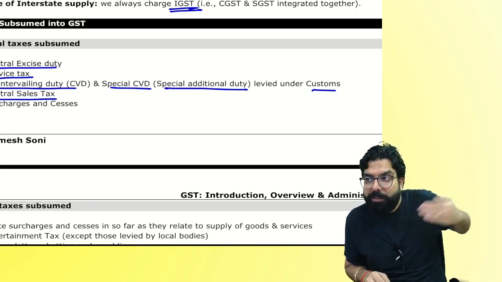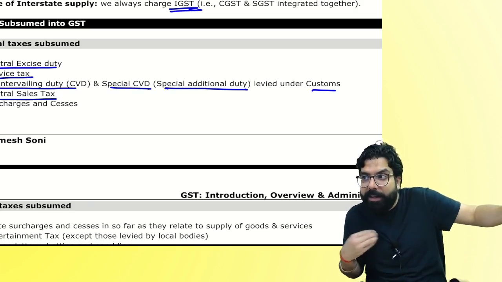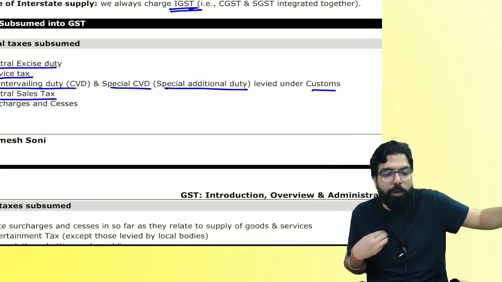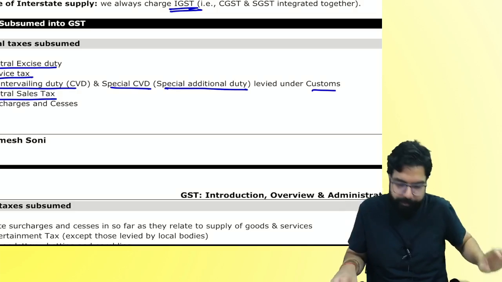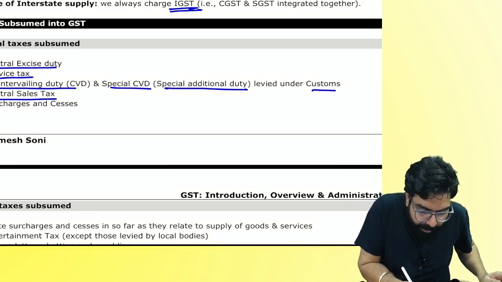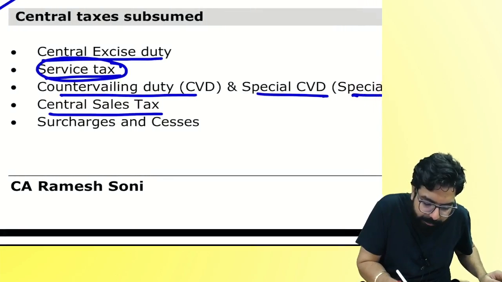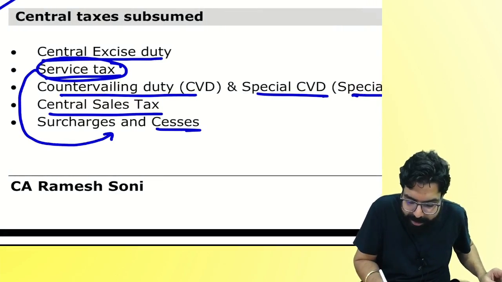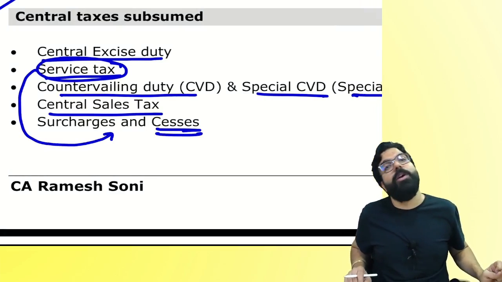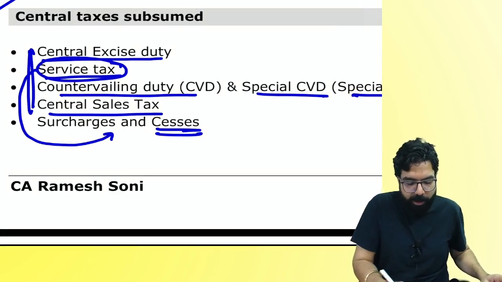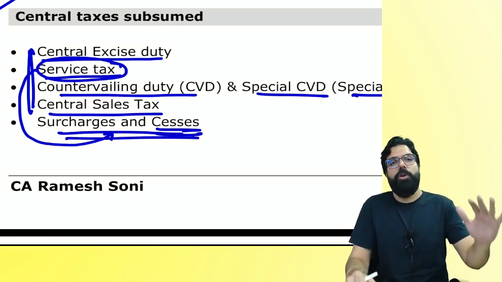Central sales tax. You remember, from one state to another state, what was charged? Central sales tax. And central sales tax was origin or destination? Origin. Gone or still remaining? Gone. Next. Under service tax there were surcharges and cess, like Krishi Kalyan cess and Swachh Bharat cess. All these cesses were also collected. Because the taxes are gone, the surcharges and cess are also gone.